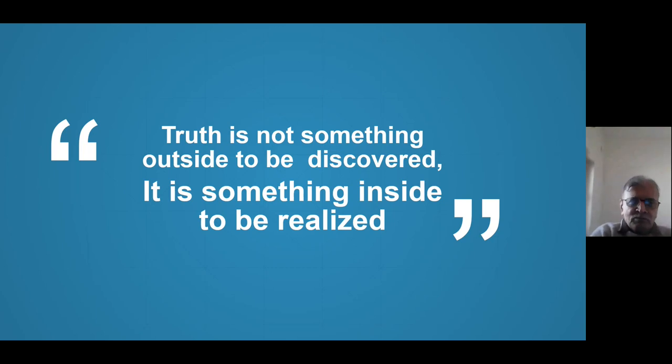So with that, a thought for the day. Truth is not something outside to be discovered. Thought by Osho Rajneesh. Truth is not something outside to be discovered. Satya is not outside. Truth is not outside. It is something inside to be realized. You have to realize that truth. It is within you. It is not outside. Satya bahar nahi hai. Satya andar hai.